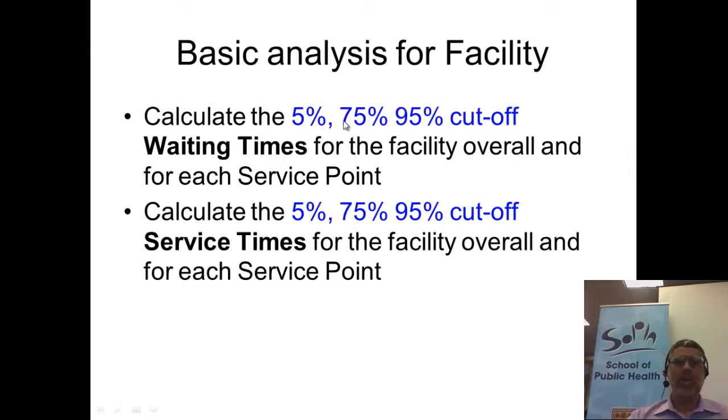So typically you'd want to look at perhaps the interquartile range, or the 25 to 75% cutoff, as well as a wider range, perhaps the 5% to 95% cutoff for the waiting times, and the same for the service times. And we'll show you this shortly.